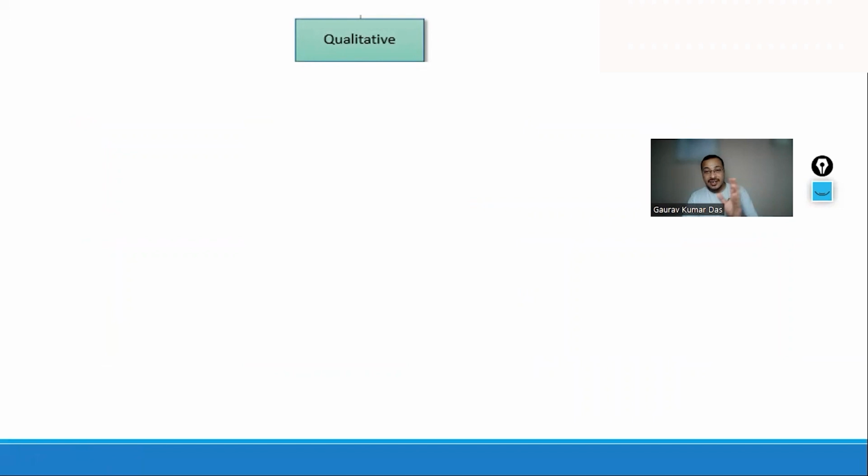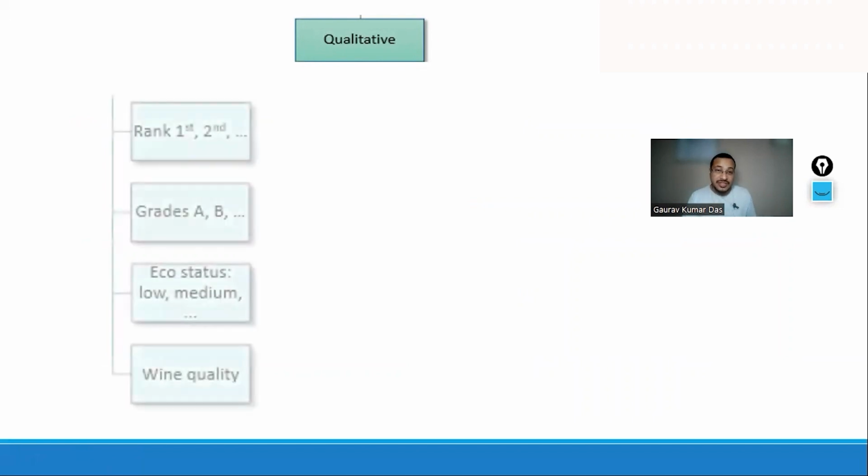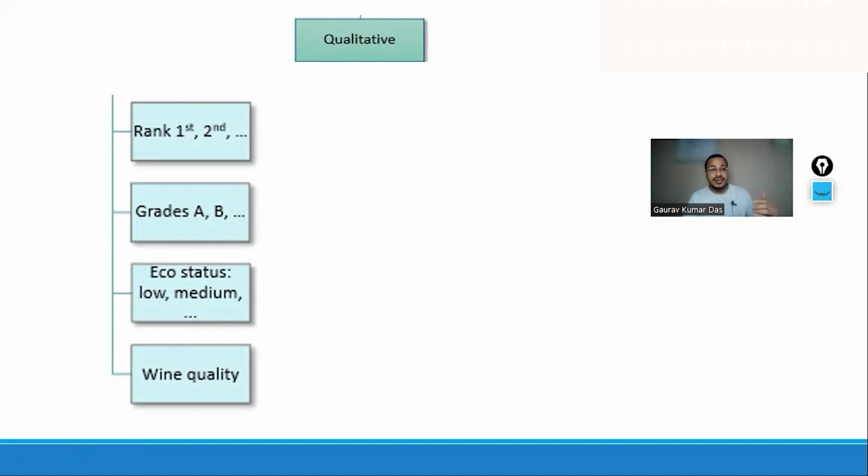However, if you look at the second broad category, which was qualitative: ranked first, second, third, fourth, grades A, B, or low, medium, high, or quality good, bad, or whatever it is, medium, right?